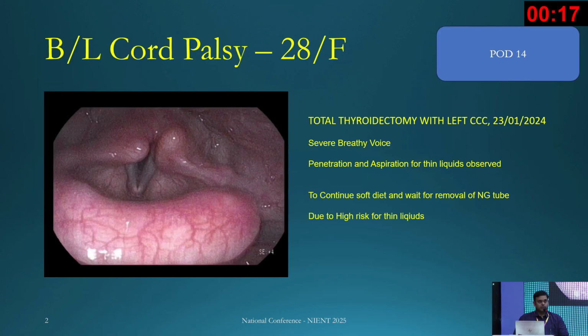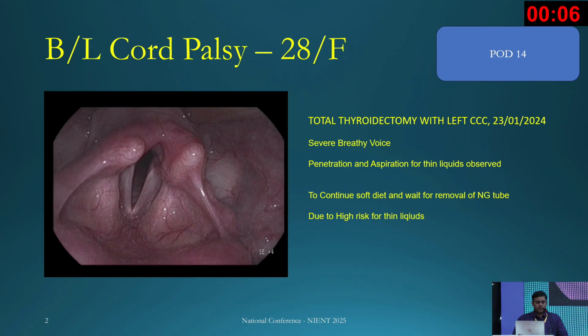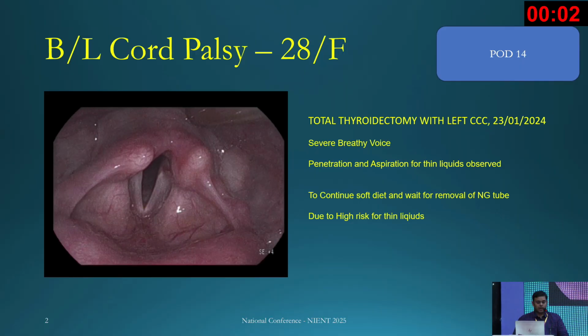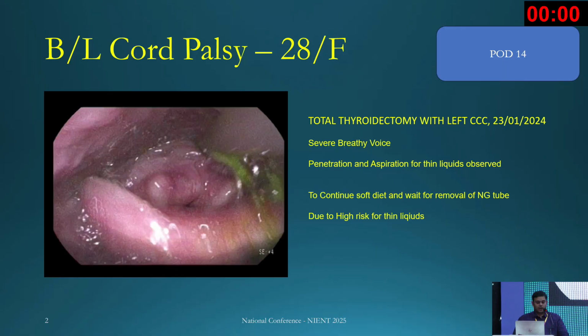The last patient that I'd like to present is post-op day 14. We have done the same phase procedure. The patient had reported a severe breathy voice, and you can clearly observe that there is a large phonatory gap observed during the phonation task, and we have given this as a safety measure.